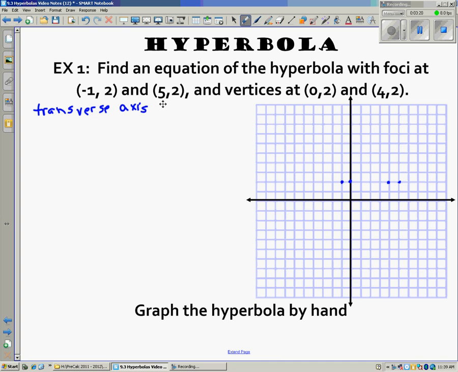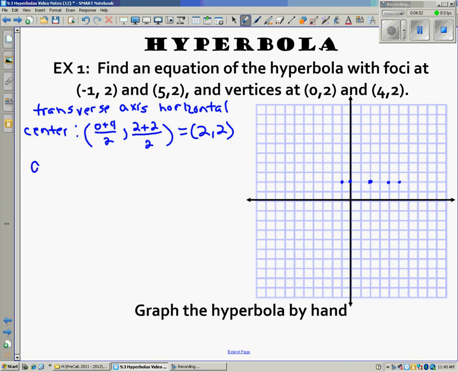In order to write my equation, I need my center because I need my H and my K. So let's go ahead and find the center. If you remember the midpoint formula, the center is going to be the midpoint of my 2 vertices. We can find that pretty easily by just looking, but let's make sure that we get 2, 2. We will take 0 plus 4 divided by 2, comma, 2 plus 2 divided by 2 to get my center at 2, 2, just like I thought.